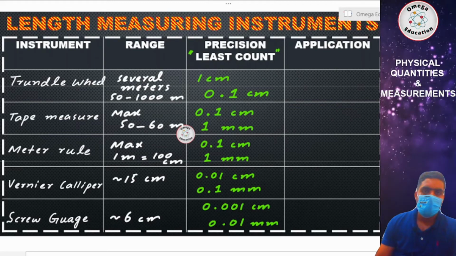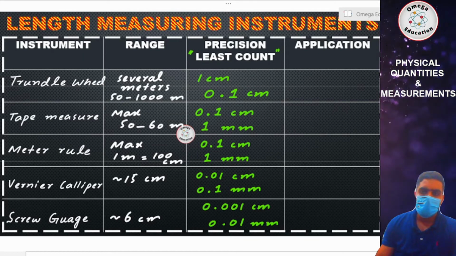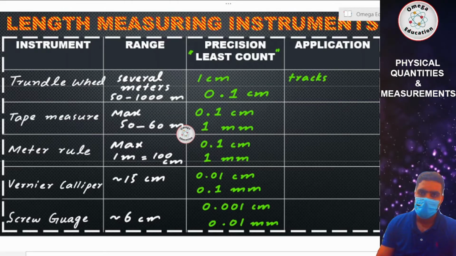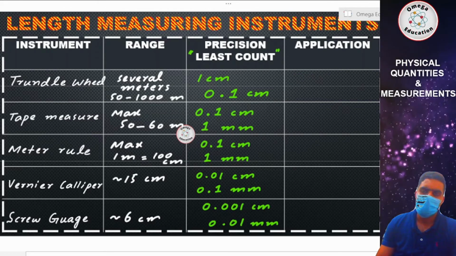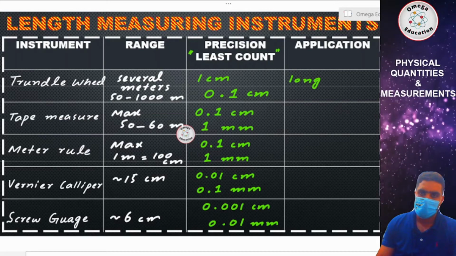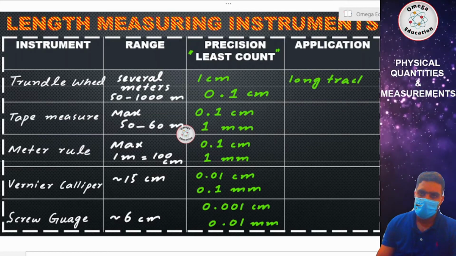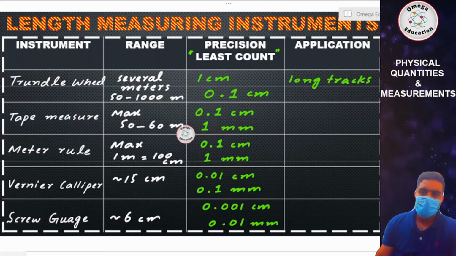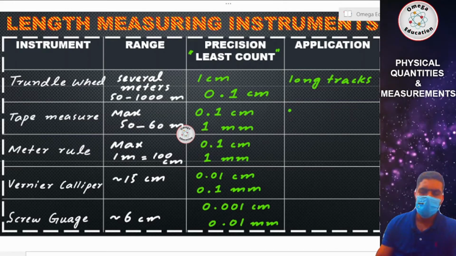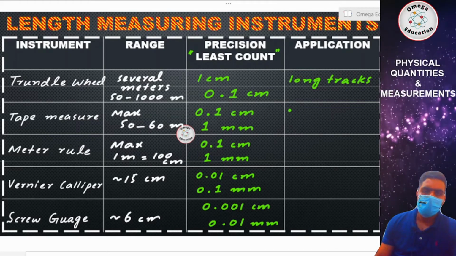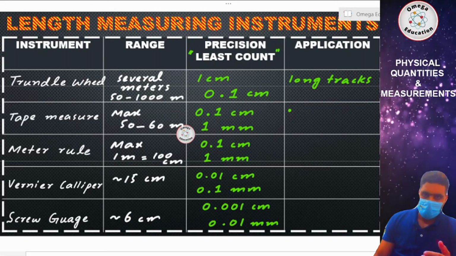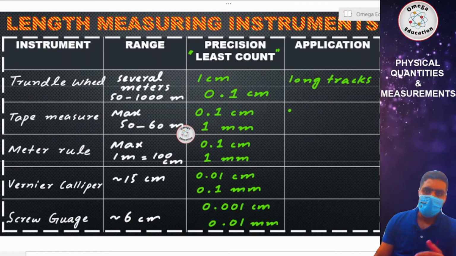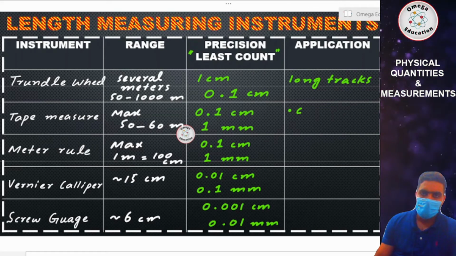Applications: our trundle wheel, we use it to measure length of tracks, or long tracks, or long distances, long lengths. Tape measure and meter rule can be used interchangeably, but the thing that is specially associated with tape measure is it can be used to measure curved lengths.